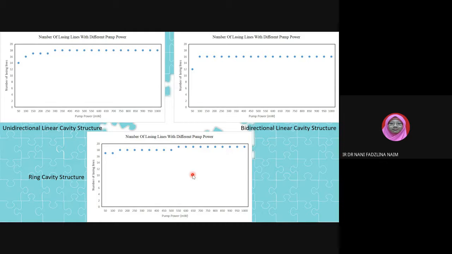Basically, the highest number of lasing lines for this structure is for the ring cavity structure, which has 19 lasing lines at 1000 milliwatt.